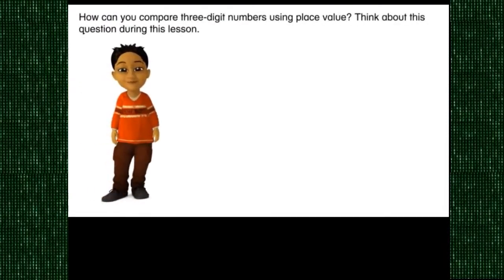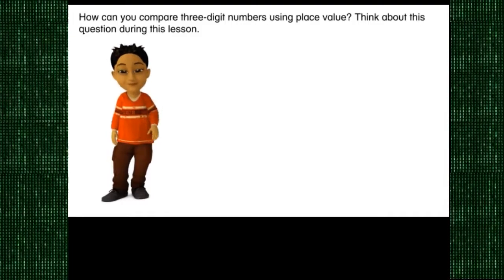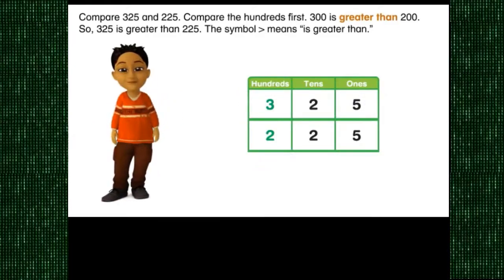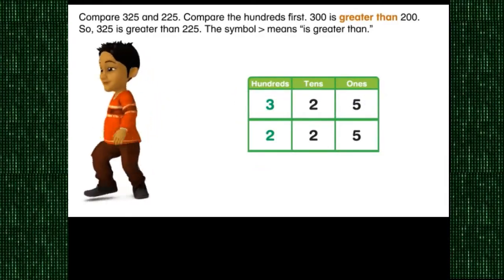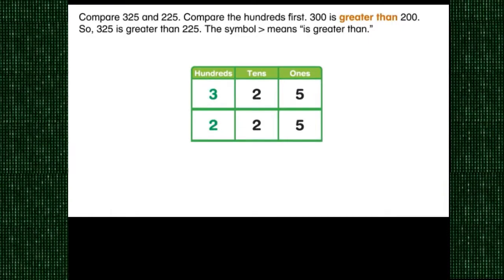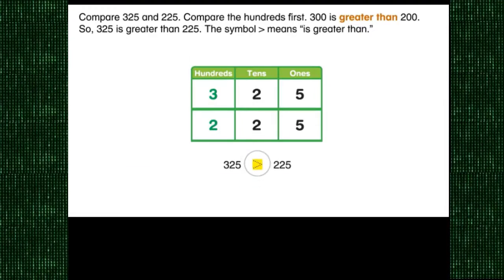Now let's listen to somebody else explain it. How can you compare three-digit numbers using place value? Think about this question during this lesson. Compare 325 and 225. Compare the hundreds first. 300 is greater than 200. So 325 is greater than 225. The symbol means is greater than.